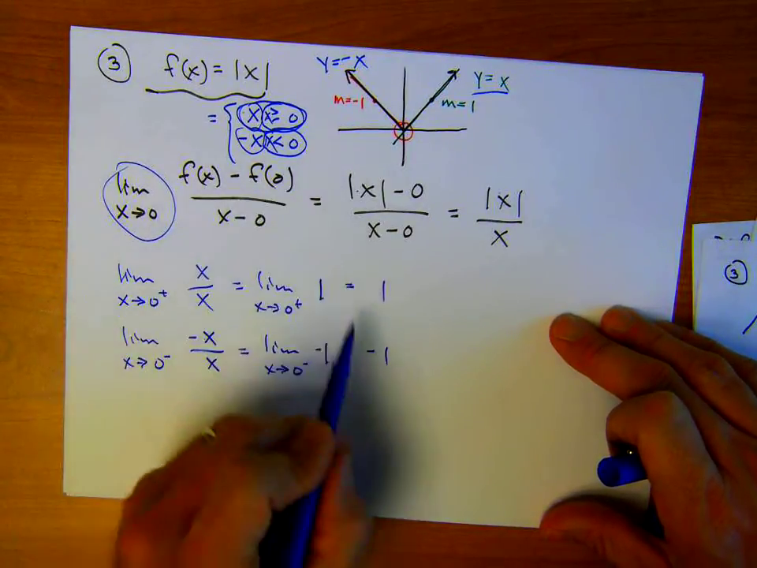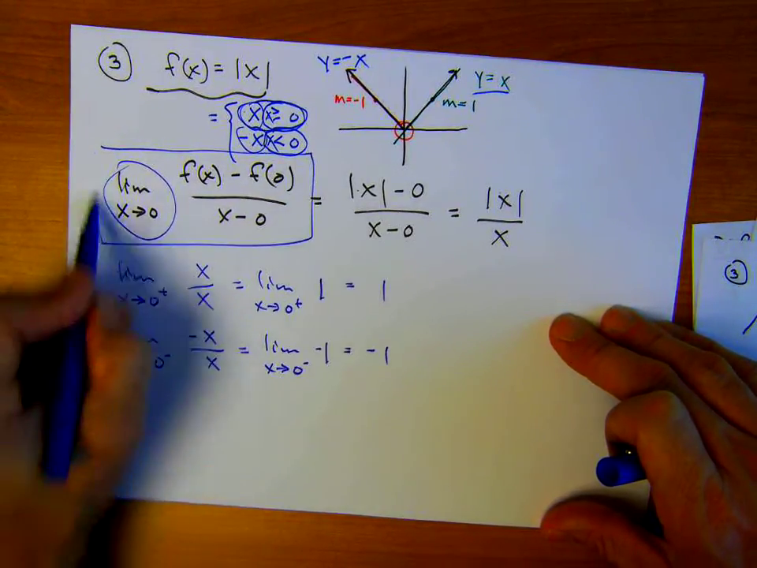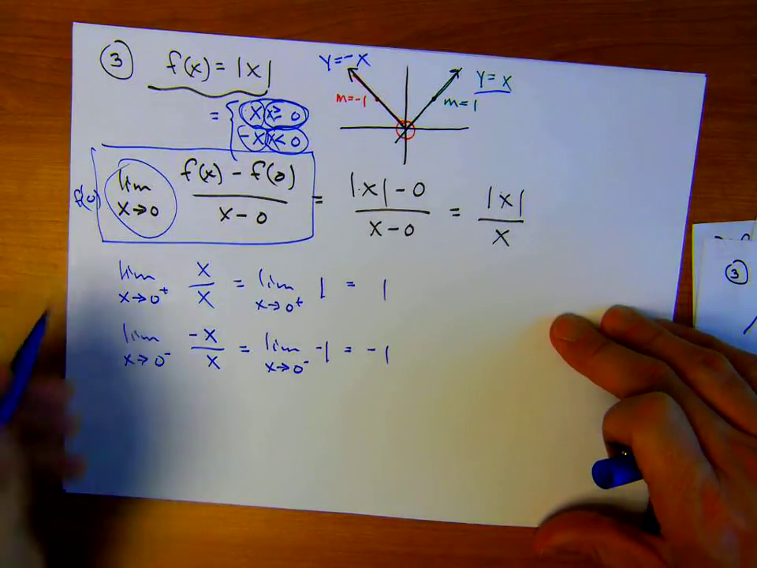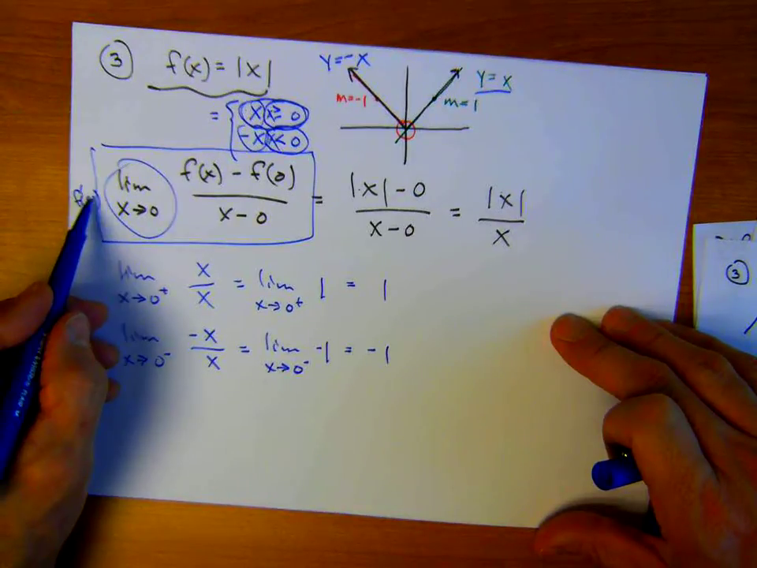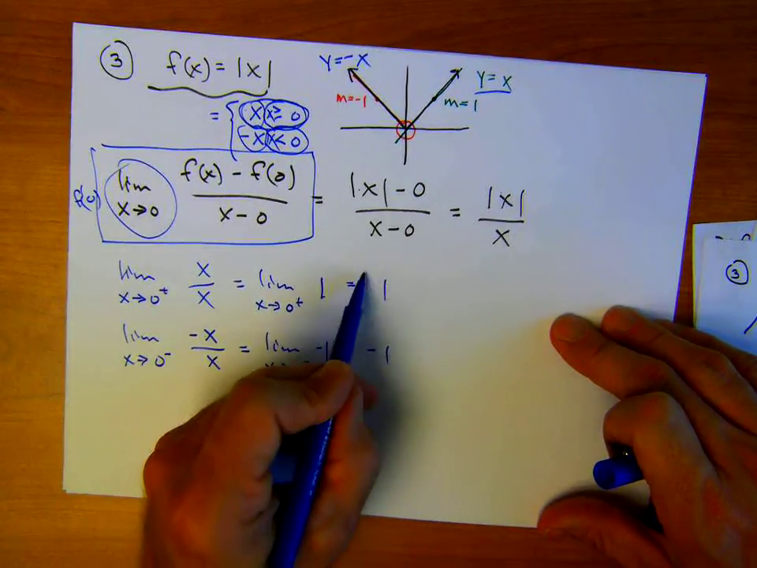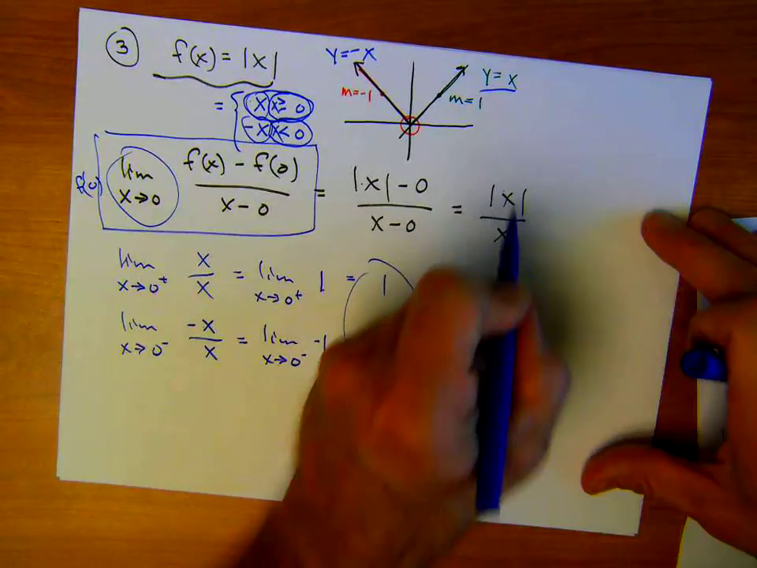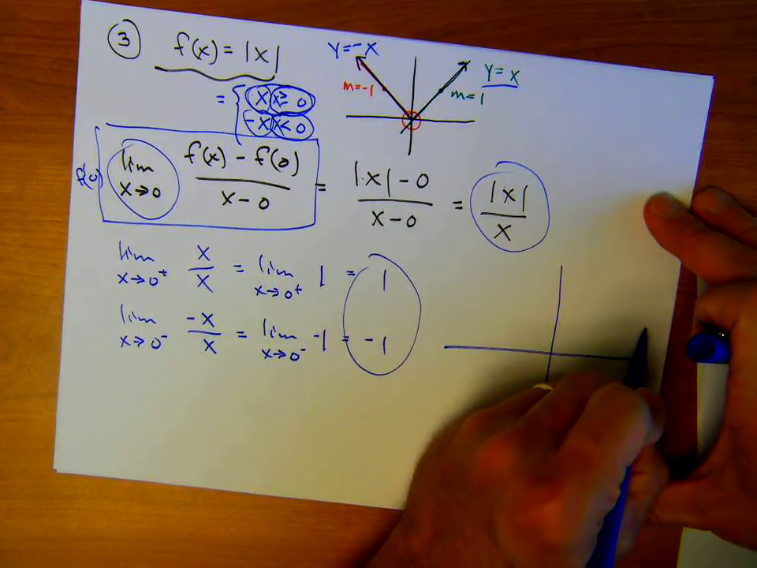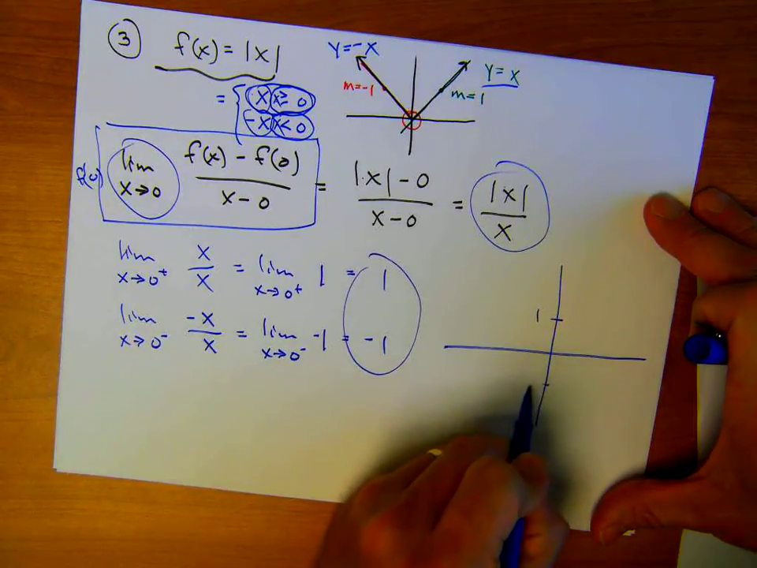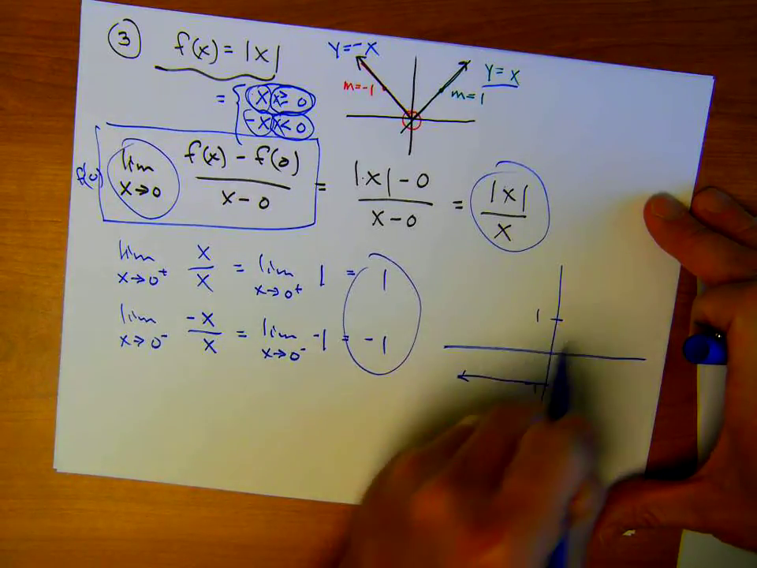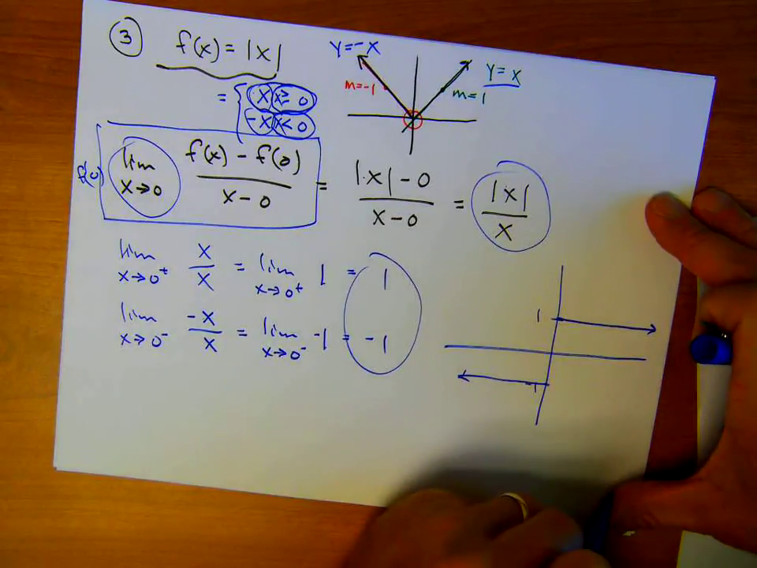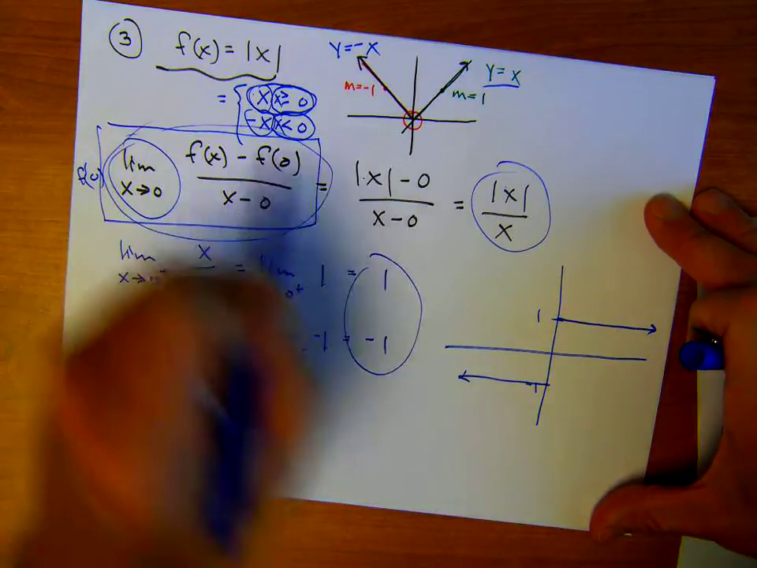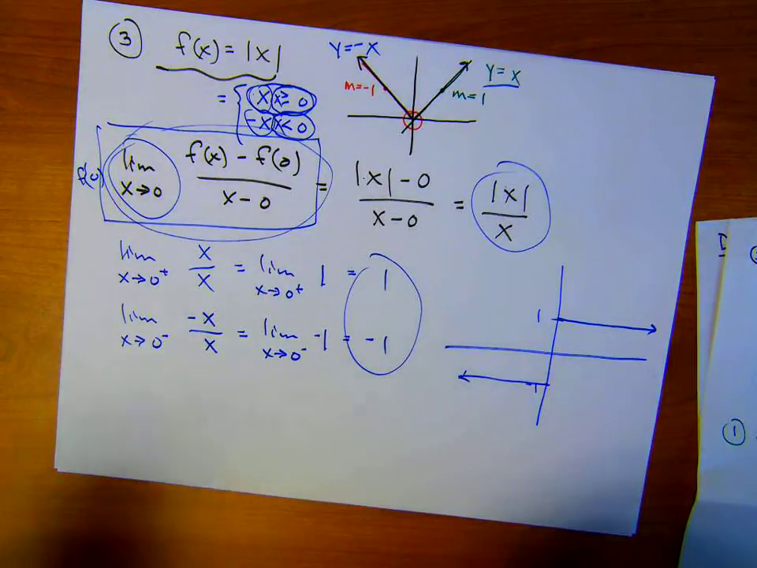So notice what happens here. This limit that we started with, which is f prime of 0, we can rewrite as the left and the right hand limits, but the left and the right hand limits don't agree. If we were to actually graph this, if that's 1 and that's -1, we get a function that looks like this, right? So that limit doesn't exist. This limit that is the derivative does not exist at that point.